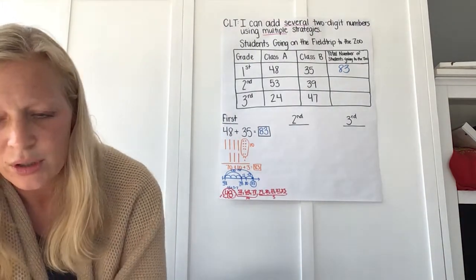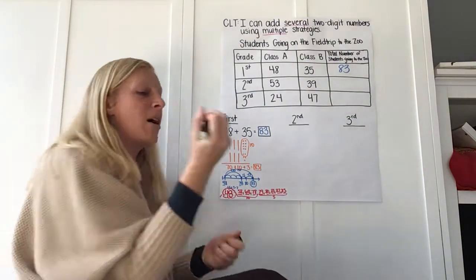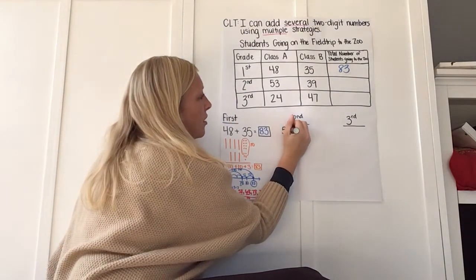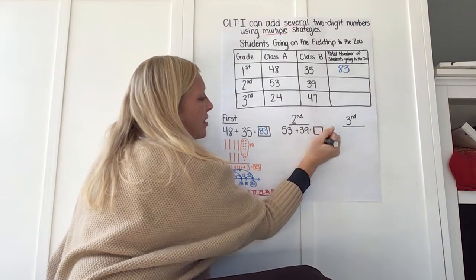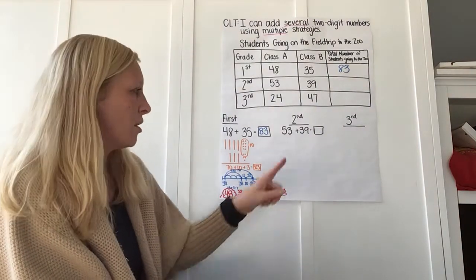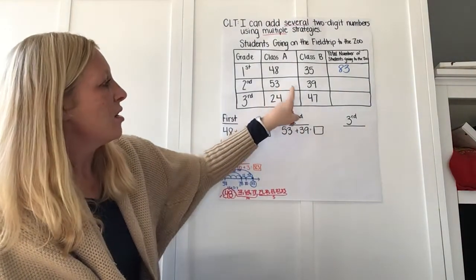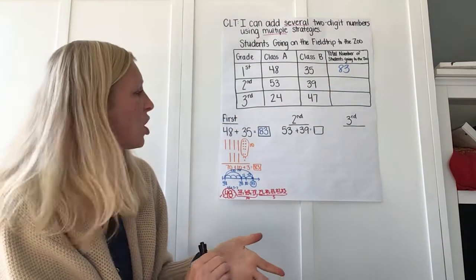Tell me what you wrote. And why does 53 plus 39 equal blank? How does that help you find the number of 2nd graders? 53 plus 39 equals that total, right? When we add, we're finding the total number.